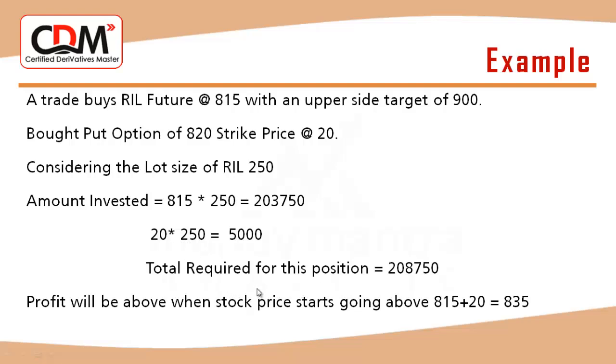So this is his total investment, that is 2,08,750. Now at what level would his break-even be achieved? His break-even would be when the price of the stock goes above 835, then the trader would start making the profit. So this is one way of trading in future.